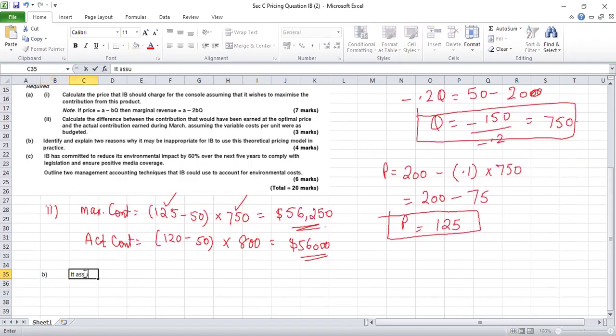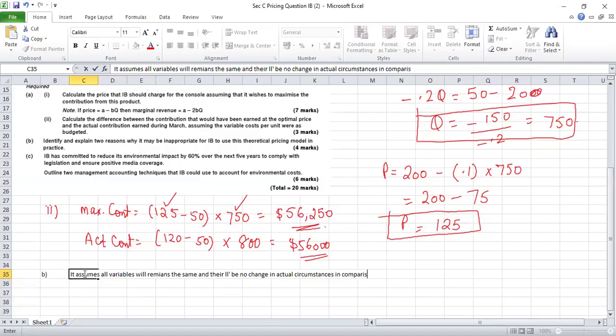It assumes all variables will remain the same and there will be no change in actual circumstances in comparison with expectations.